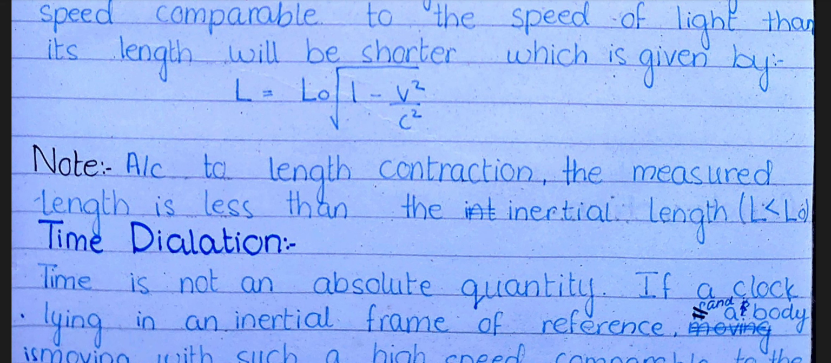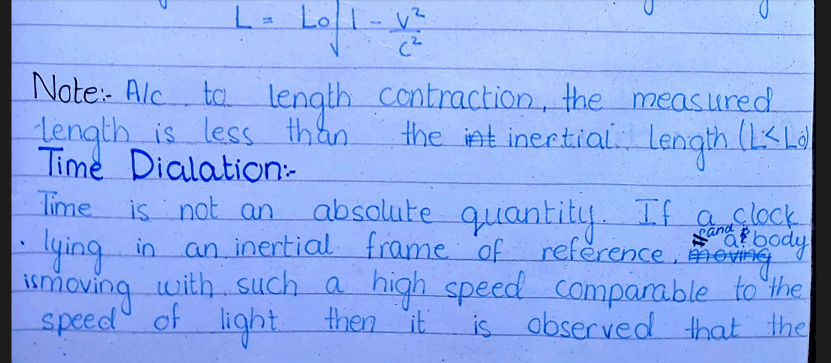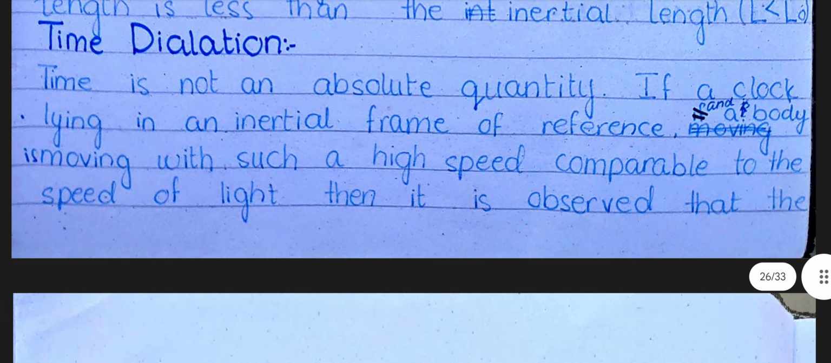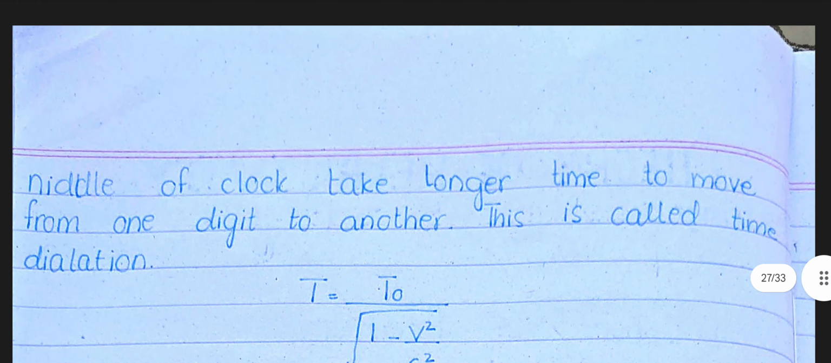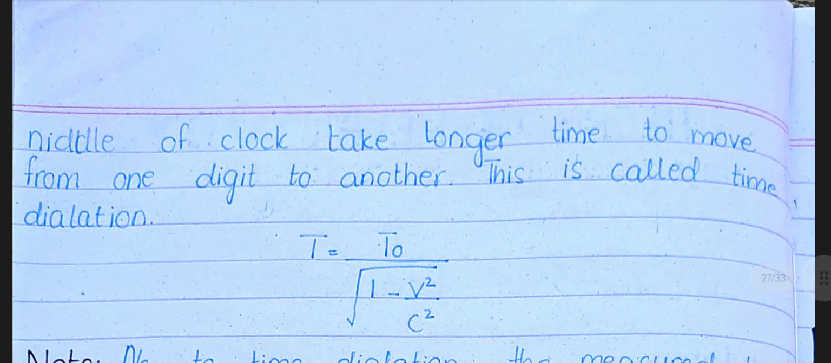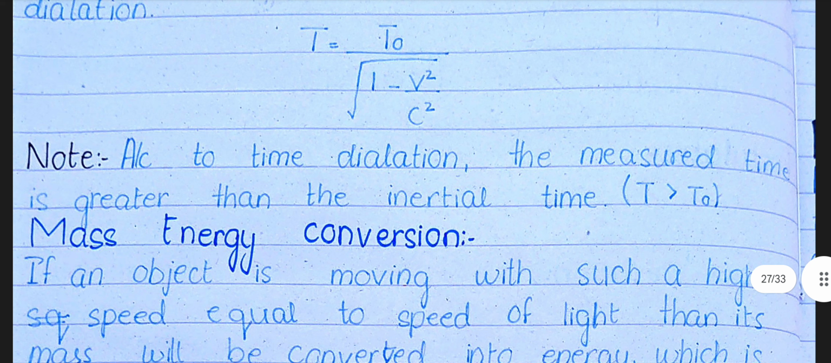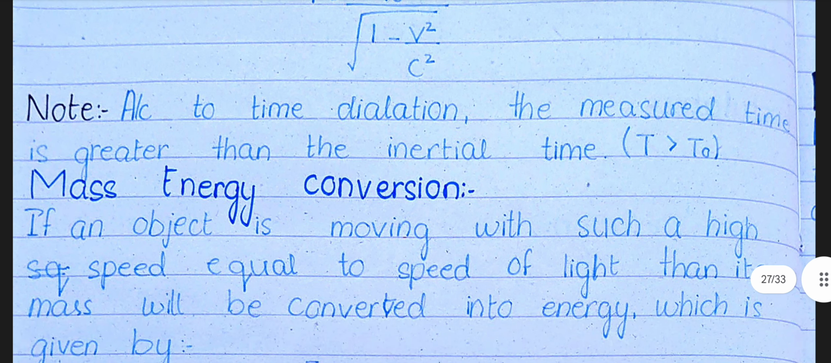Time dilation: time is not an absolute quantity. If a clock lies in an inertial frame of reference and a body is moving with such a high speed, comparable to the speed of light, then it is observed that the needle of the clock takes longer to move from one digit to another. This is called time dilation. T equals T naught upon under root 1 minus v square upon c square. Note: according to time dilation, the measured time is greater than the inertial time. T is greater than T naught.